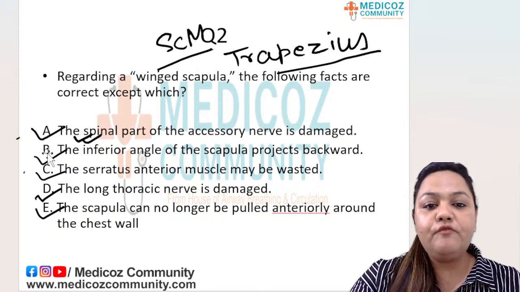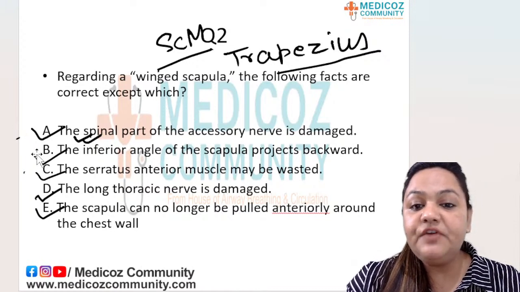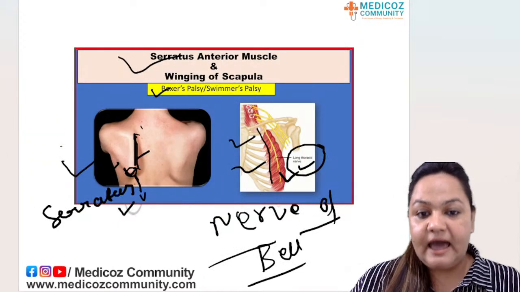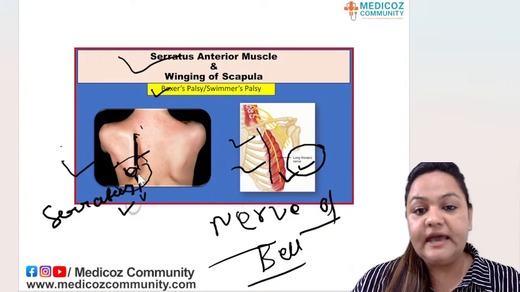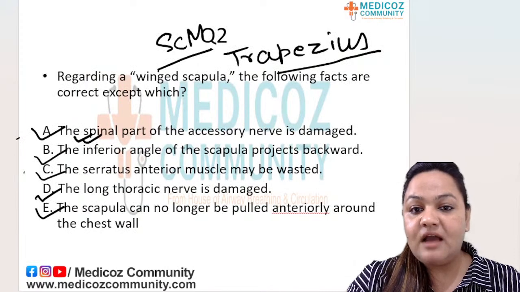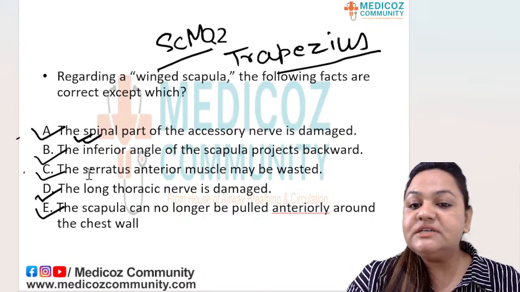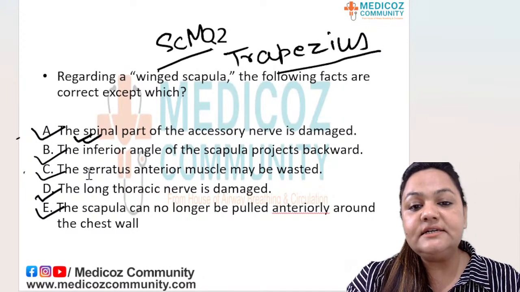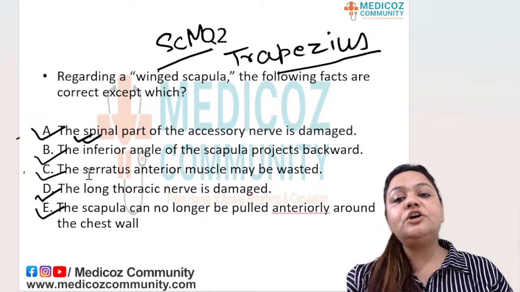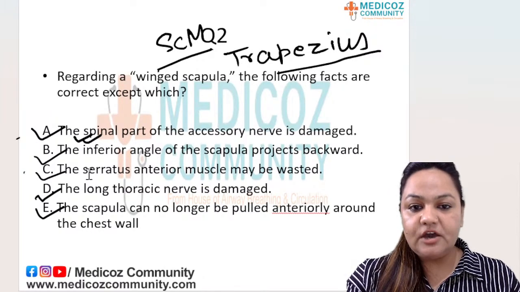Now we will look at the other options as well. Option B: the inferior angle of scapula projects backwardly. Here you can see this. The inferior angle of scapula is projecting backwardly and is prominent here. So this is a point related to serratus anterior paralysis or winging of scapula. Then option C: the serratus anterior muscle may be wasted. Yes, the serratus anterior muscle will be wasted because this muscle is paralyzed here, and there may be wasting of this muscle. So this is a point related to winging of scapula.